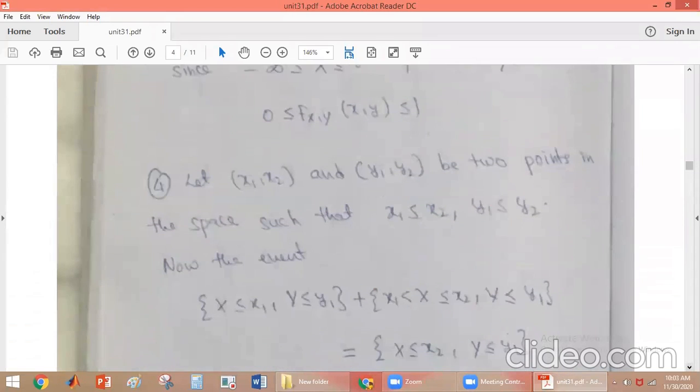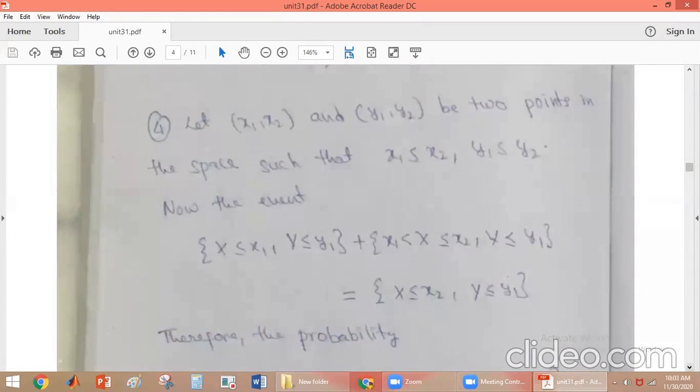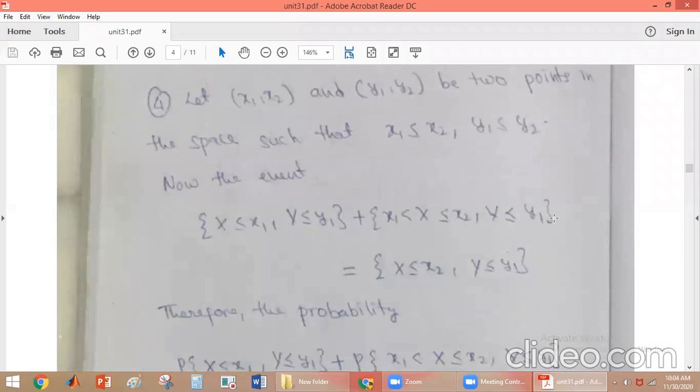And the fourth property. The fourth property says that if you take x1 comma x2 and y1 comma y2 to be two elements in the sample space such that x1 is less than or equal to x2 and y1 is less than or equal to y2, then we have to show that the joint probability distribution function is a monotonically increasing function of both x and y. Okay, it is increasing with both x and y.